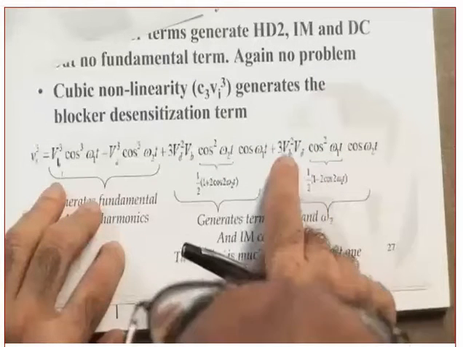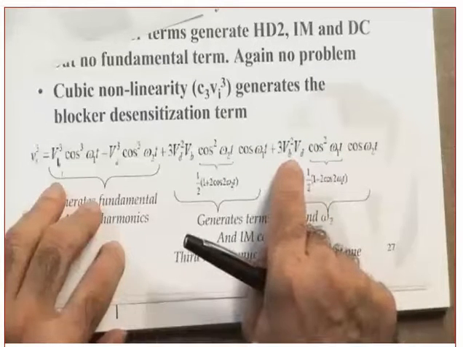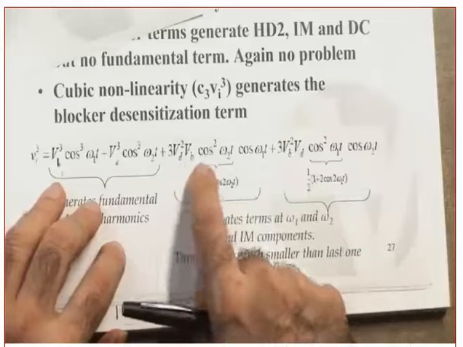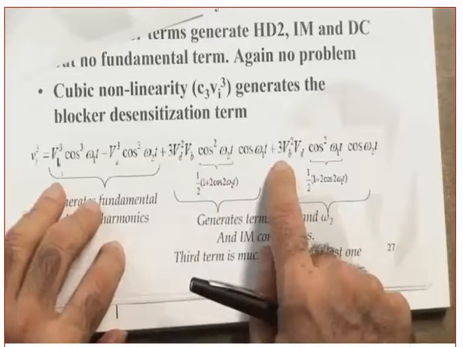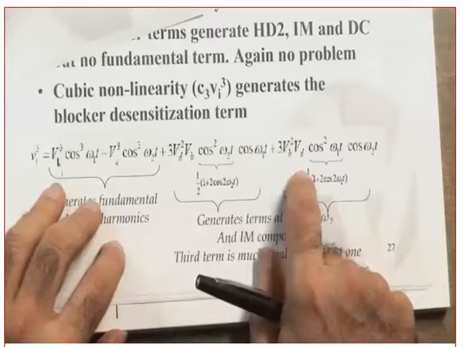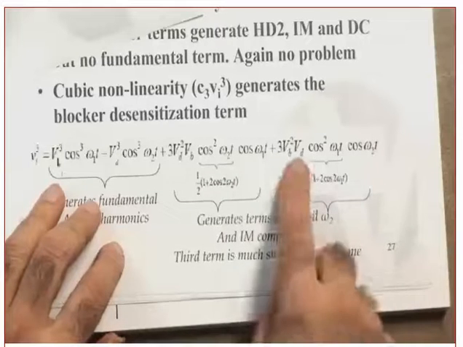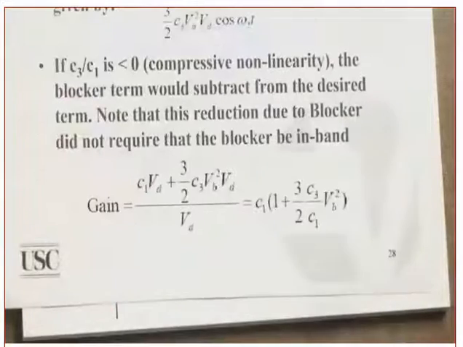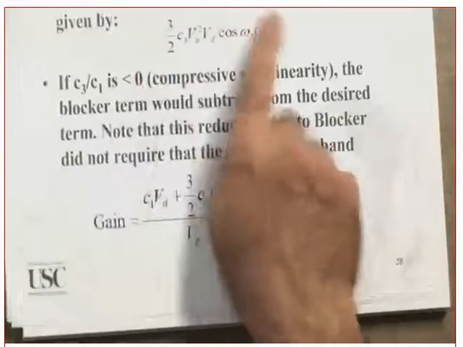Why? Because V_B is much higher than V_D. This one is what? Is V_D squared V_B, whereas this one is what? V_B squared V_D. Did you get this or not? This is much more damaging than this one. Yes? Clear? Oh, now let's understand what will happen. The blocker term comes from the last term, and it is given by what? By this term.